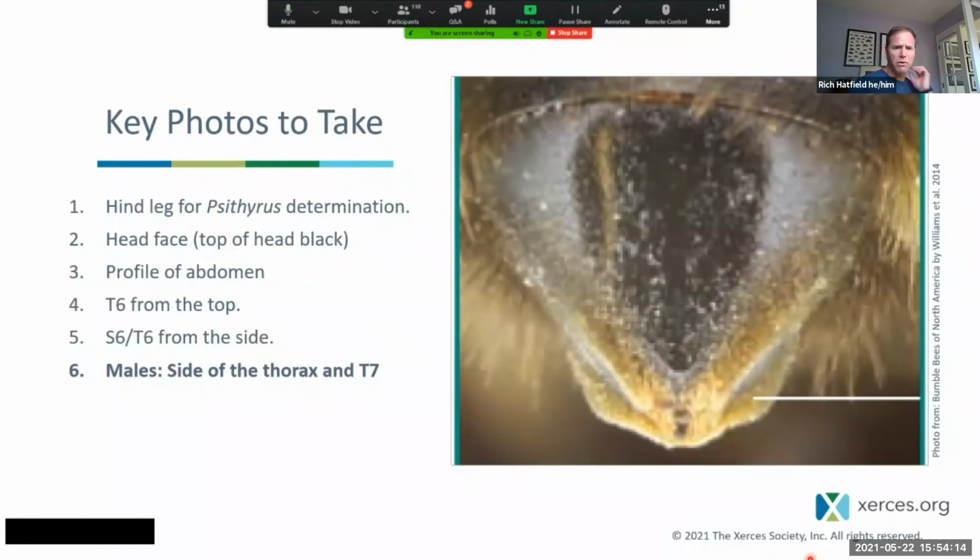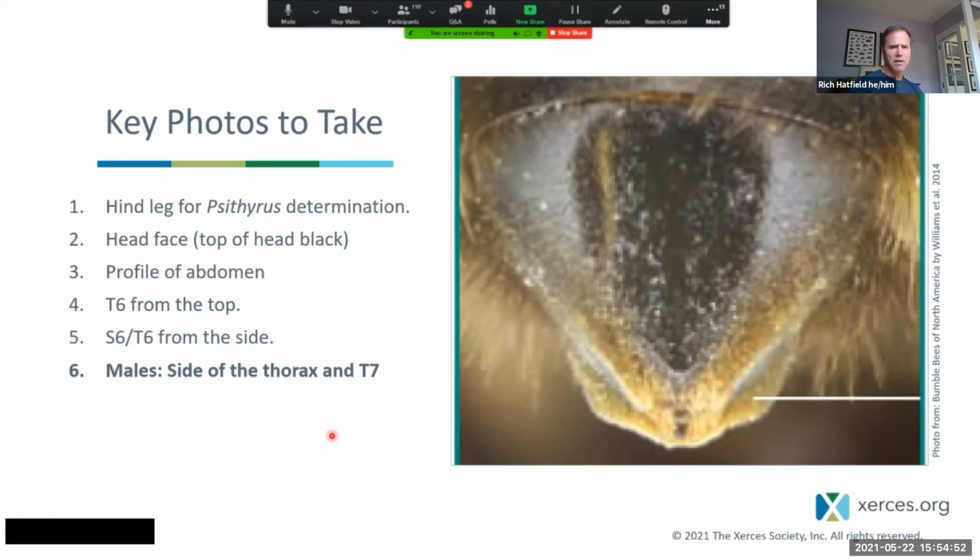We want to be able to see a photo of the head, which is also going to show us the top of the head, to make sure that it's black, and the color patterns on the abdomen. And then also, if you can, take a photo of the last abdominal segment and take the picture from the top. This will actually help for our males and females of this species. For the females, you'll see that the keels of the sternal segment actually stick out to the sides here, as you can see in this photo here. And that's really diagnostic for this species. It helps us determine that it's sucklei versus something else.